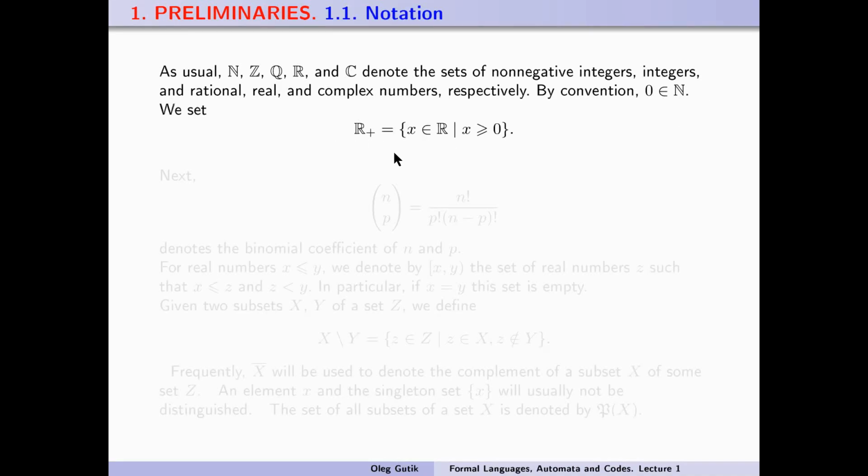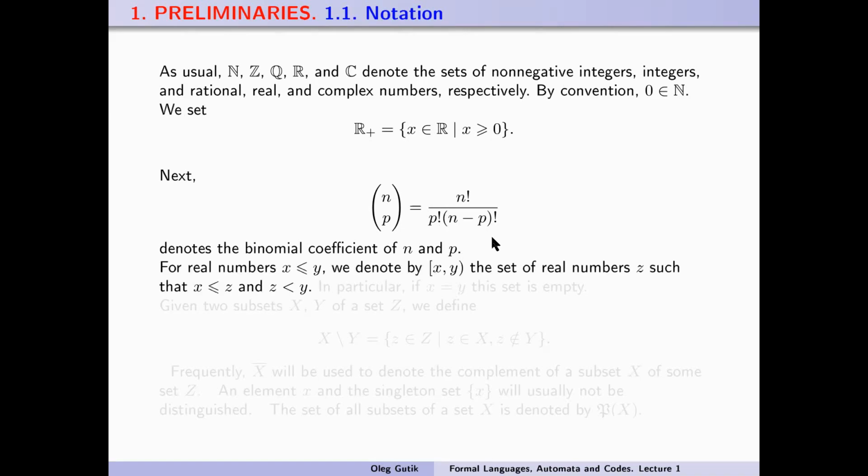Also, we denote by R sub plus such real numbers x that are equal or greater than 0. And by the symbol (n choose p) we shall denote the binomial coefficient of n and p, which is equal to n factorial divided by p factorial times n minus p factorial.